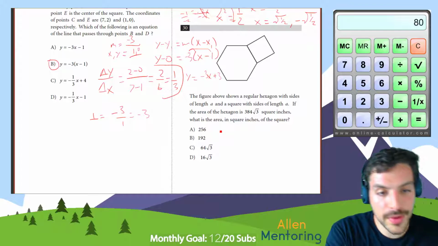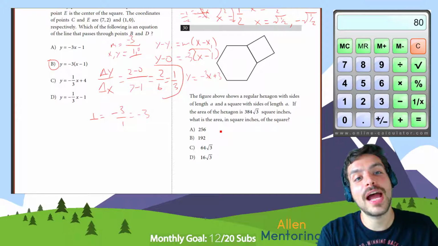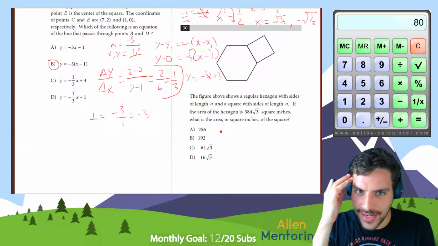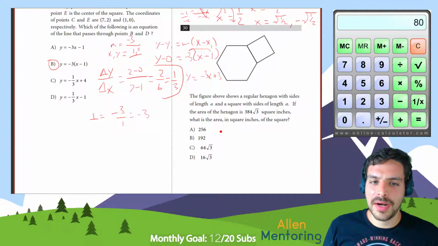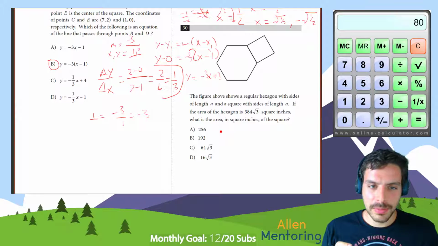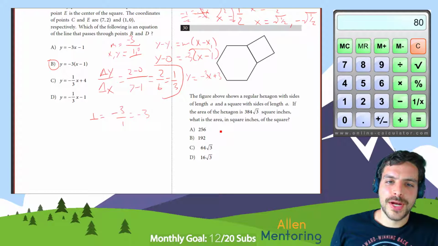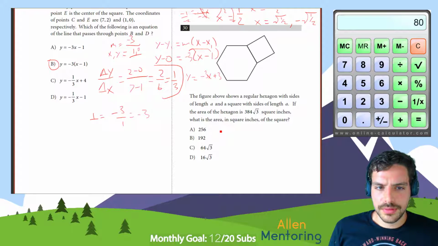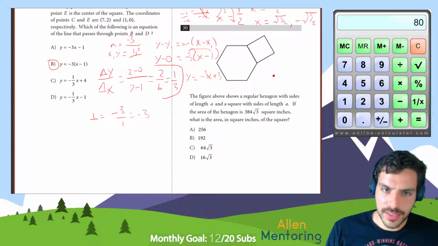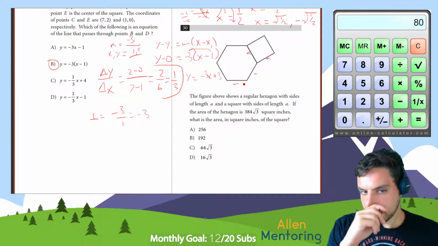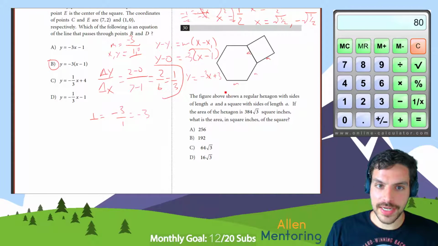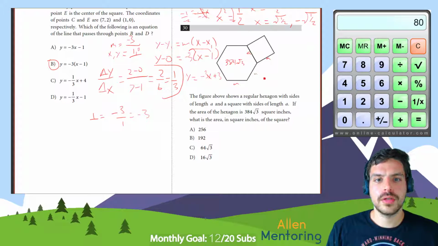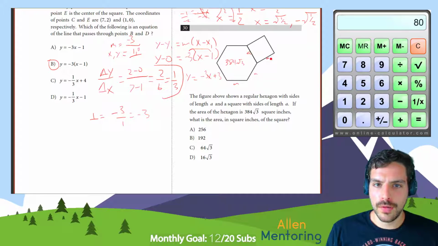All right, number 30. For this one, I have to go way back in the memory bank, and I'm going to give you a little recommendation about this one. So let's see what this is. The figure above shows a regular hexagon with sides of length A and a square with sides of length A. So everything here is A. If the area of the hexagon is 384 root 3, what is the area of the square?